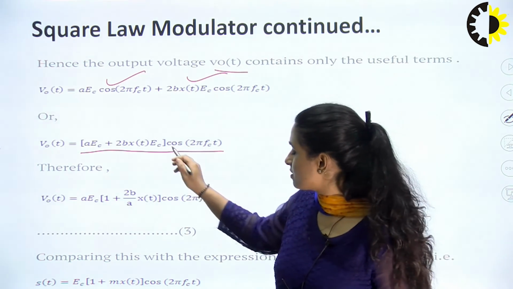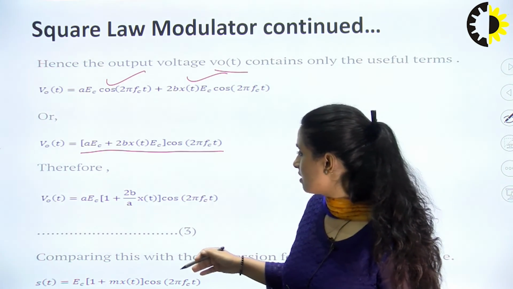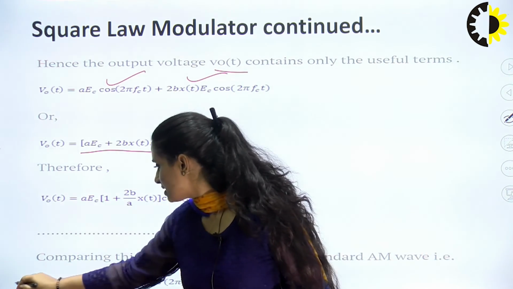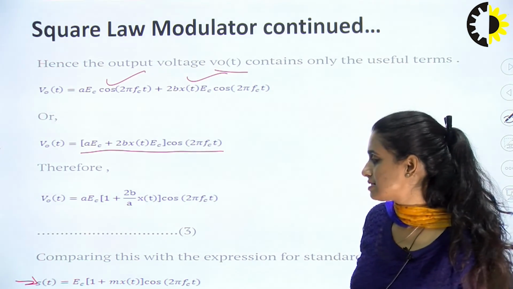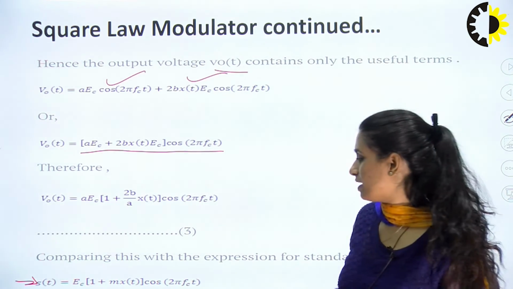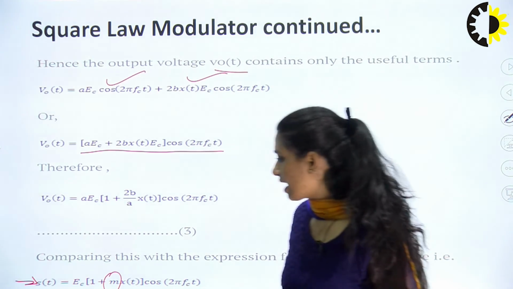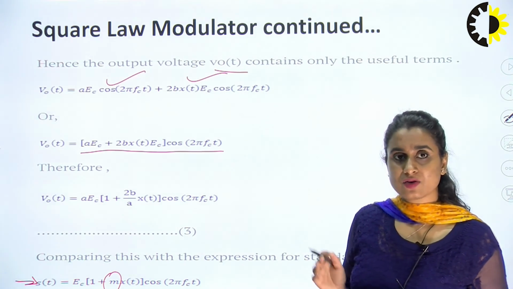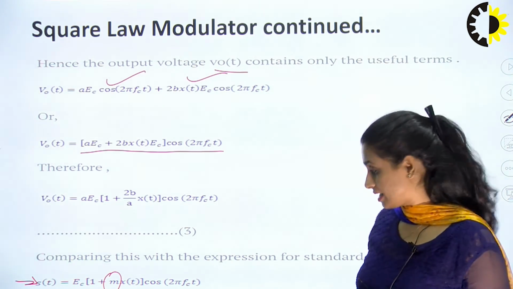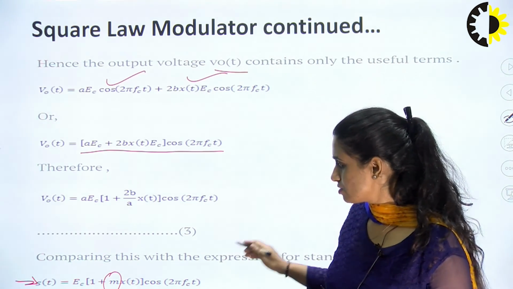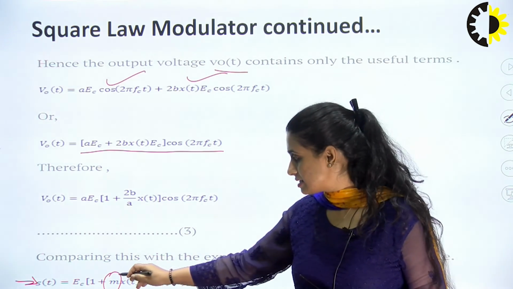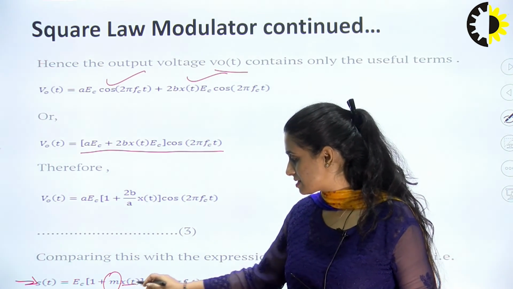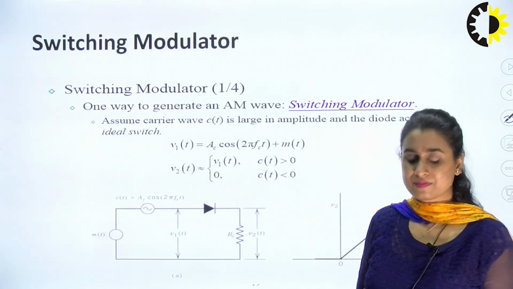When I expand it further, do trigonometric operations and comparing, I finally get ST equals to EC into 1 plus M XT cos 2 pi FCT. This is my modulation index. And does this match with the modulating signal which we have considered initially ST? Yes, true. So my ST is EC into 1 plus M, M is my message modulation index, XT cos 2 pi FCT.